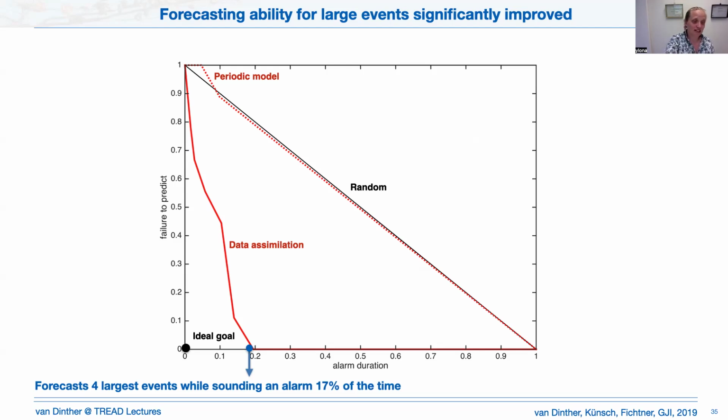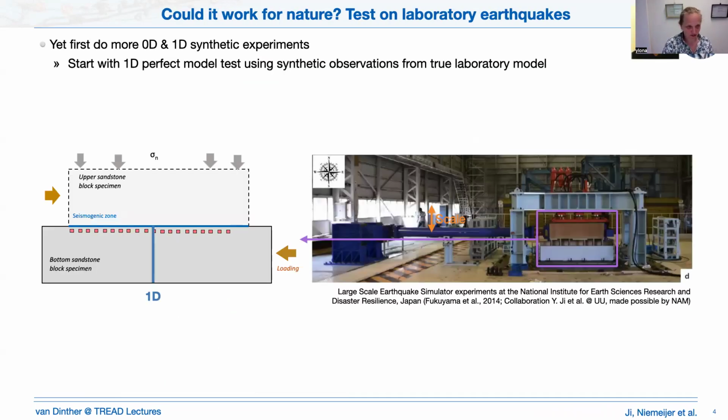The line for the data assimilation is shown in red here. You can look at different sizes of events. In this case, I look at the large events only. So here you see from the graph that the largest 4 events could be forecasted if you sound an alarm 17% of the time. For any earthquake forecast, this is great. For politicians, it's absolutely not good enough. But we're taking it step by step. We're doing something very simple in synthetic numerical models.